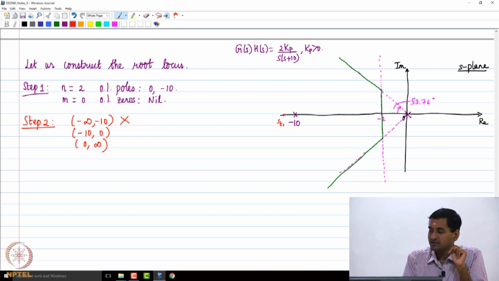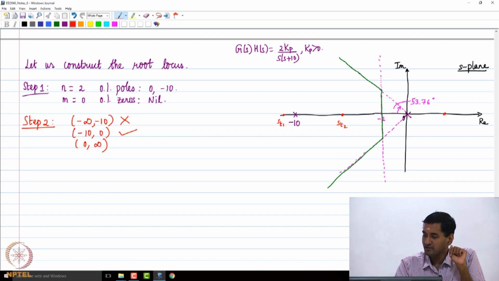Now, if we repeat, considering a test point in the region minus 10 to 0, take a test point and look to the right, you have 1 open loop pole on the real axis to the right. So, that is going to be odd, right. You see that we have 1 real open loop pole to the right, that is an odd number. So, minus 10 to 0 will lie on the root locus.